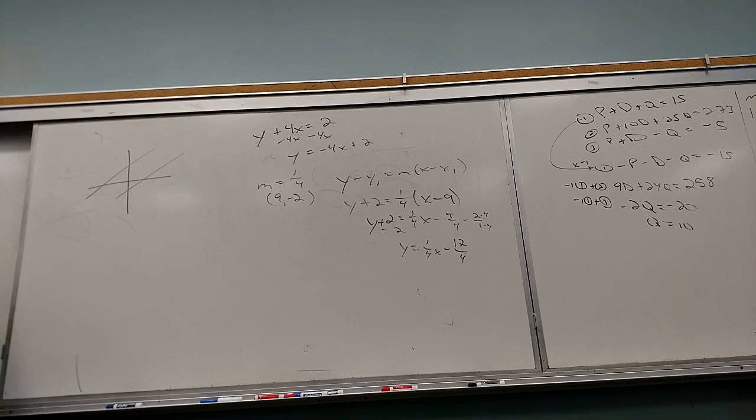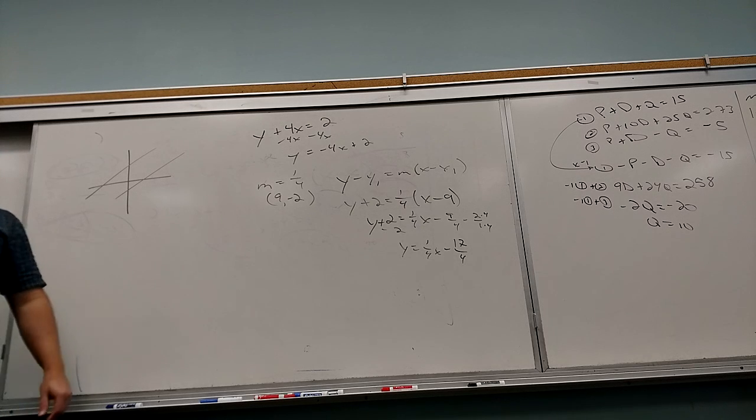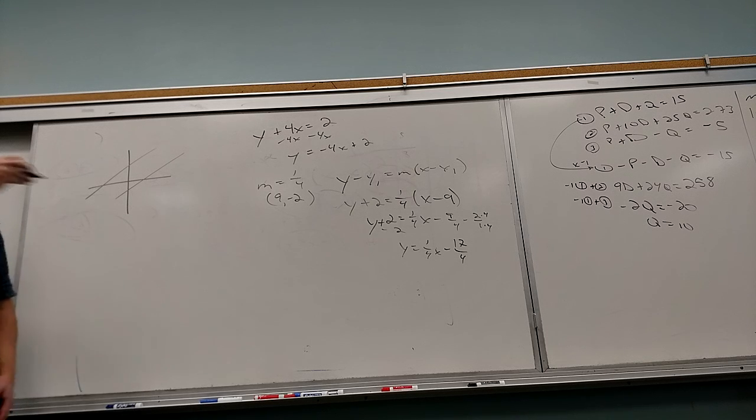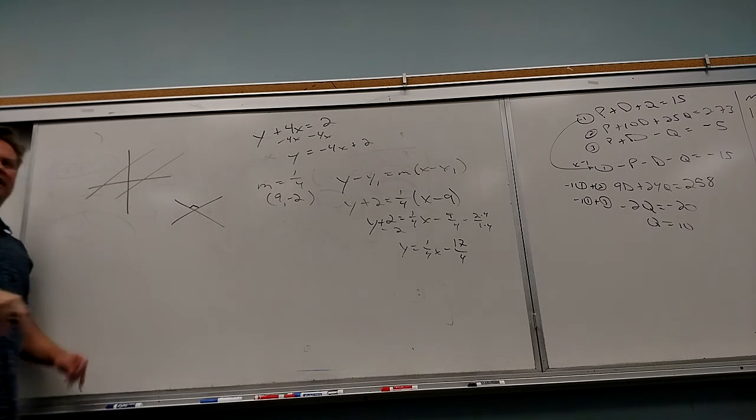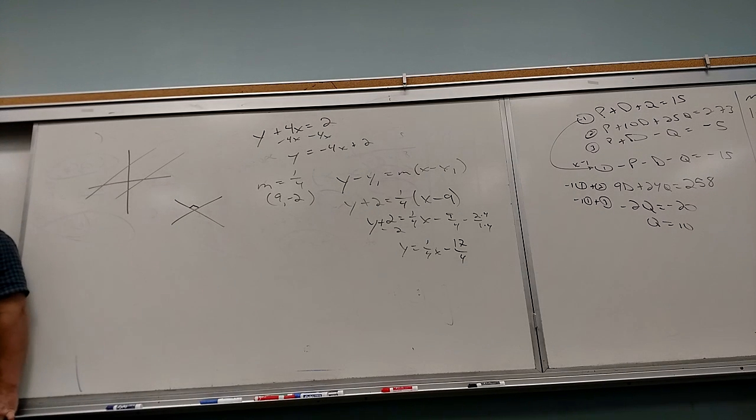What about perpendicular? Perpendicular does not mean not parallel. Perpendicular means what specifically? Exactly, they meet at a 90-degree angle. So just because they intersect doesn't mean they're perpendicular. There's a whole bunch of lines that are neither perpendicular nor parallel. They just happen to meet at angles that aren't 90 degrees. You guys with me? Yes? Okay.